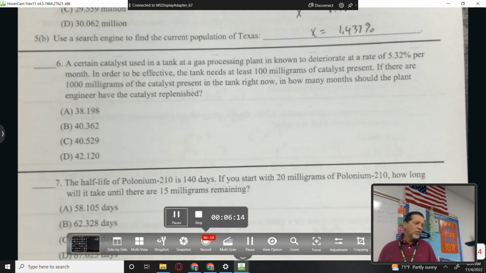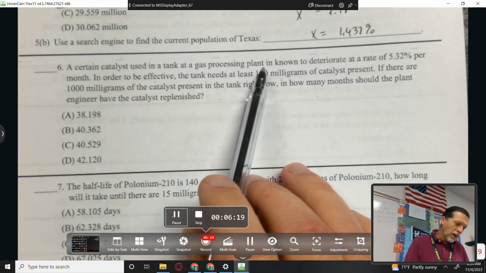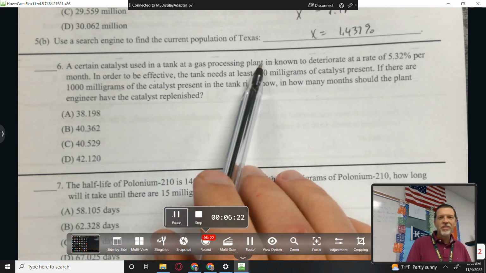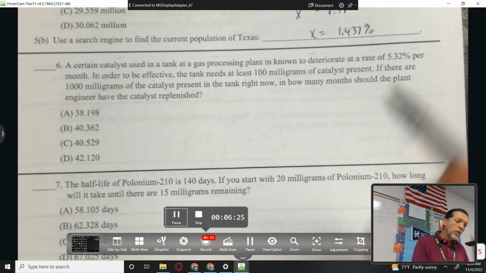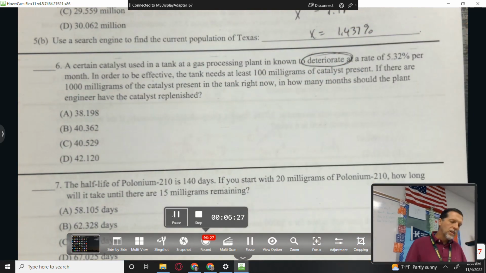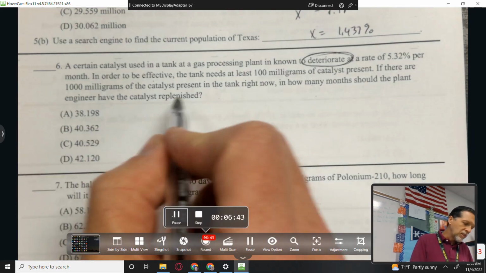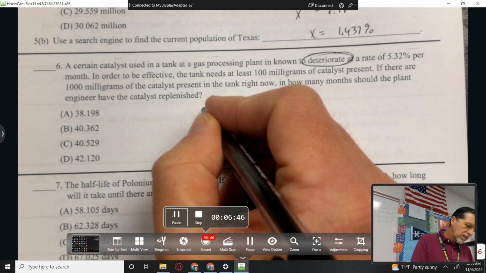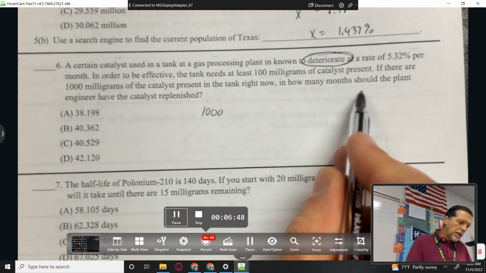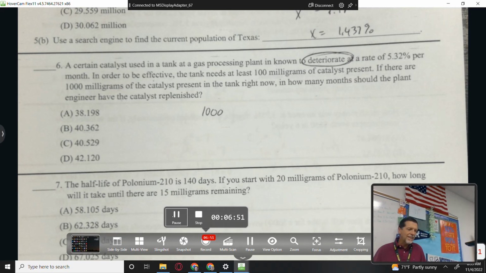So yes, let's look at number 6 because there's a lot of words. A certain catalyst used in a tank at a gas processing plant, that's a lot of words, none of which really mean anything to this problem, is known to deteriorate. Okay, that's probably an important word. At a rate of 5.32% per month. In order to be effective, the tank needs at least 100 milligrams of catalyst present. If there are 1,000 milligrams of the catalyst present in the tank right now, in how many months should the plant engineer have the catalyst replenished?